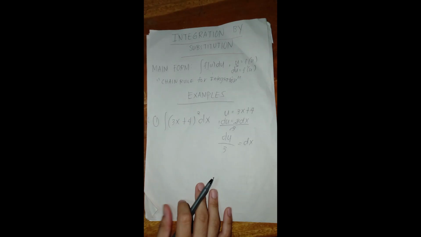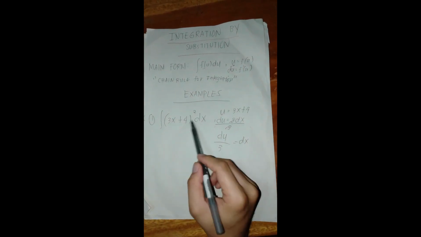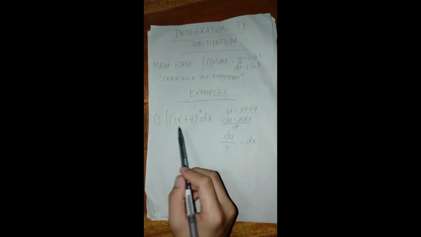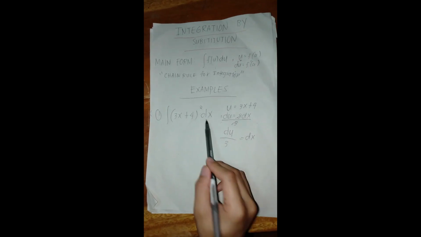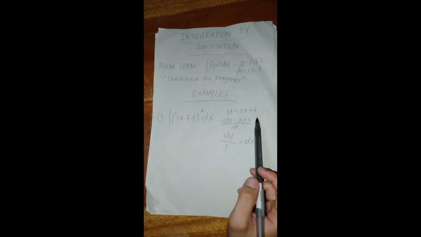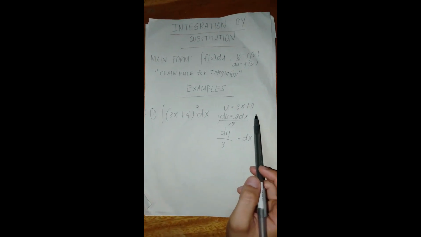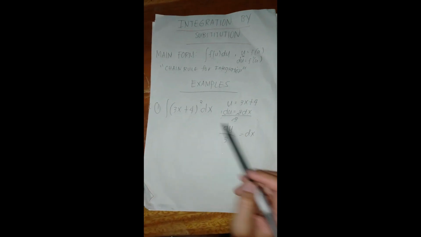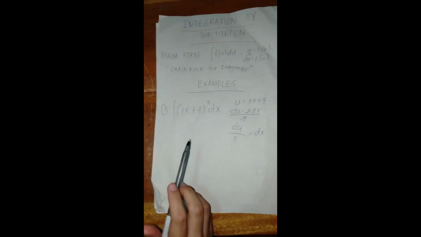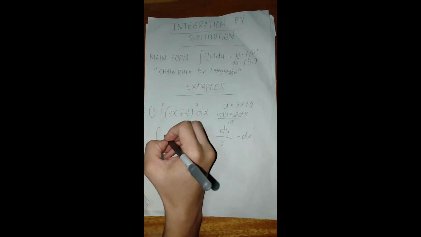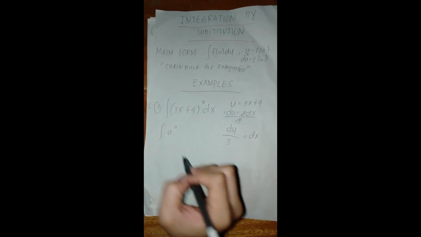So, what do you notice now, guys? Pwede mo na ngayong i-substitute. You can replace 3x plus 4 ng u, then yung dx ng du over 3. Nandun lahat. As I said a while ago, pag nag-differentiate ka at naandun yung differentiation niya, by substitution, substitute na. So 3x plus 4 replace ng u squared.